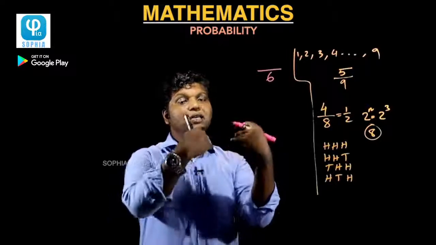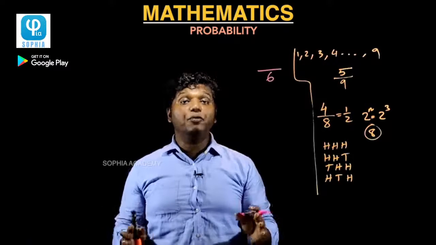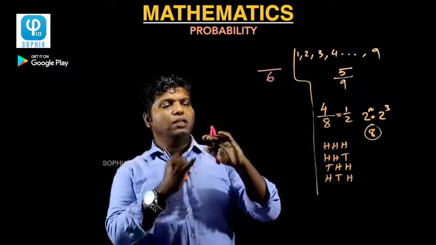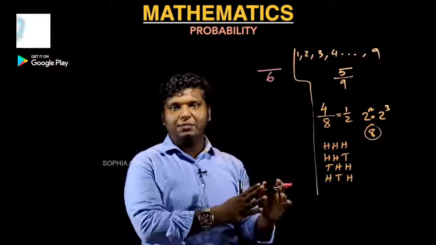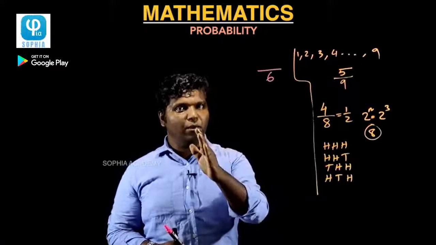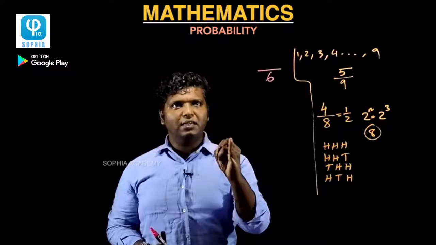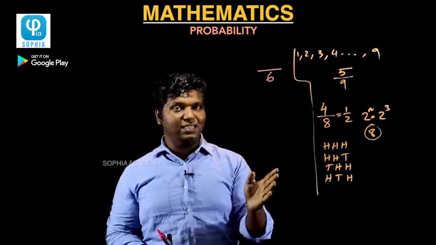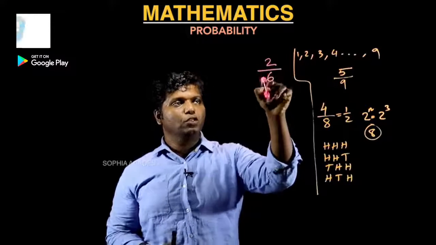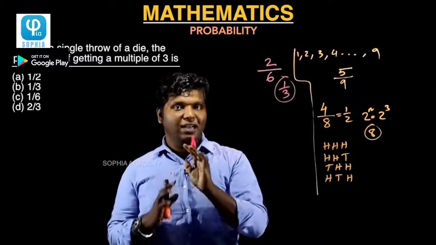From this 6, what is the favorable outcome? That's the thing you have to find. We have to find the probability of getting a number which is a multiple of 3. The numbers are 1, 2, 3, 4, 5, 6. Among these, which numbers are multiples of 3? Those will be the favorable outcomes. 3 ones are 3, 3 twos are 6. There are only 2 numbers, 3 and 6. So counting them, it comes to 2. So 2 by 6, in the short form, we write it as 1 by 3. So 1 by 3 is the correct option.